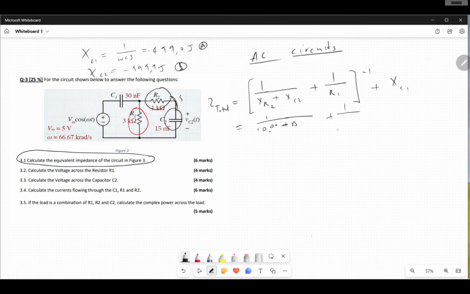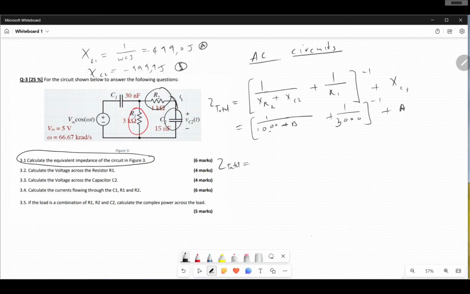Then 1 over R1 here. R1 is given by 3000. So I can go back to my pen. 3000, and then this is all flipped, and then the impedance for C1, which I saved at A. Let me put A here. Then I'm going to get my Z total.